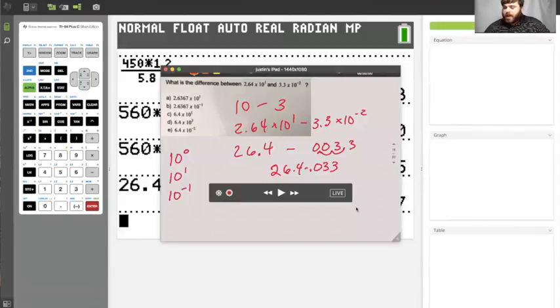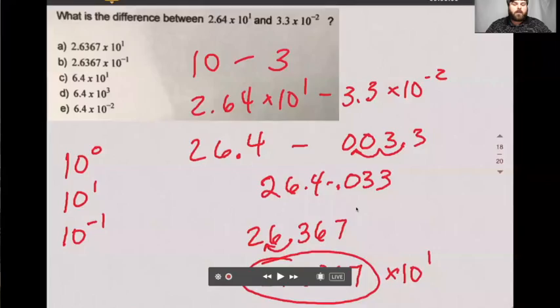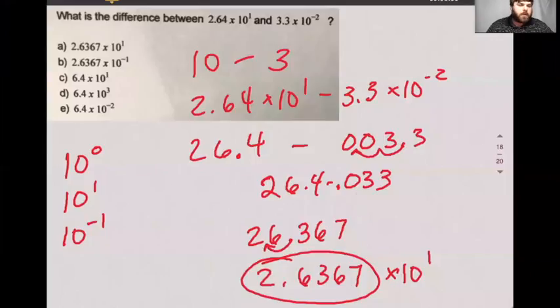26.367. That's not in scientific notation, but I can make it in scientific notation by making the number smaller and then making this number big by the factor of however many numbers I move the decimal. So if I move the decimal 1, it's going to be 10 to the first. So that gives me choice A.